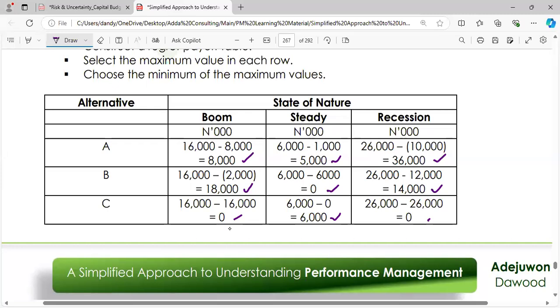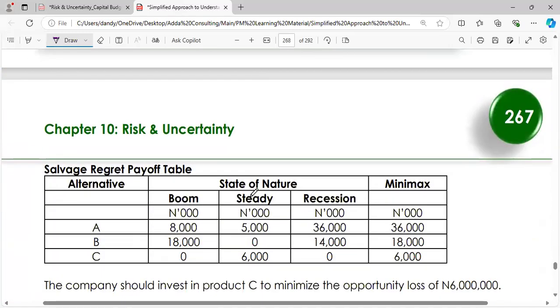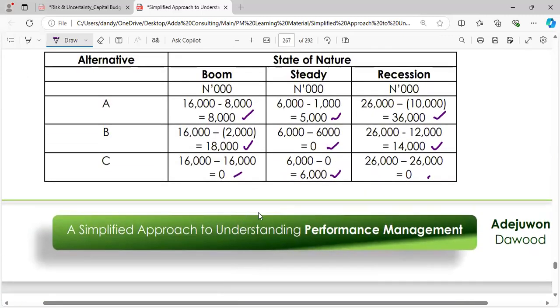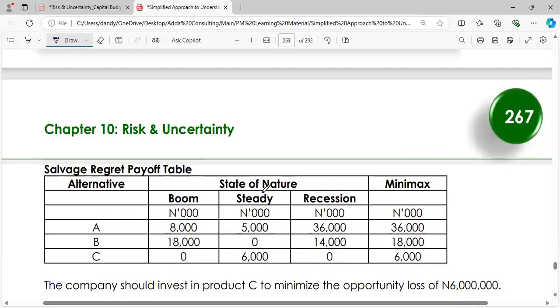That's step 1. Then step 2 now, you construct a new payoff table, which is the regret table. All the results you have in step 1, you now put in the regret table. Then you extend the table by an additional column where you are going to indicate the minimax. First thing first, you select the highest number in each of the rows. So the highest for alternative A, between 8,000, 5,000, and 36,000, is 36,000. That's why we selected 36,000.